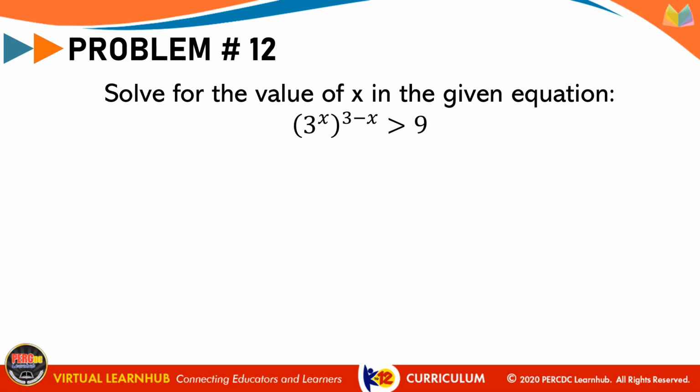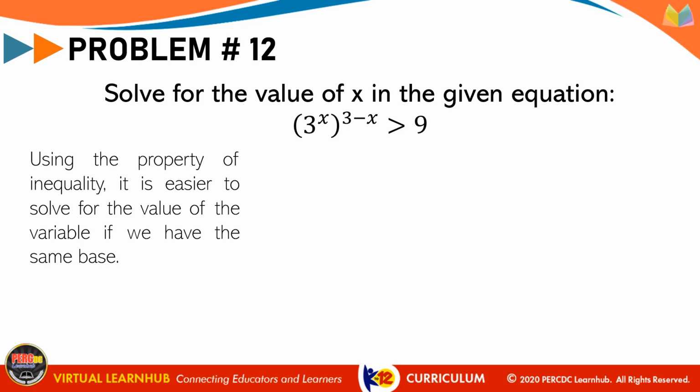Problem number 12. Solve for the value of x in the given equation, 3 raised to x raised to 3 minus x is greater than 9. So before we apply the property of inequality, we must first express the expressions with the same base. So we will express 9 as 3 squared, giving us 3 raised to x raised to 3 minus x is greater than 3 squared.